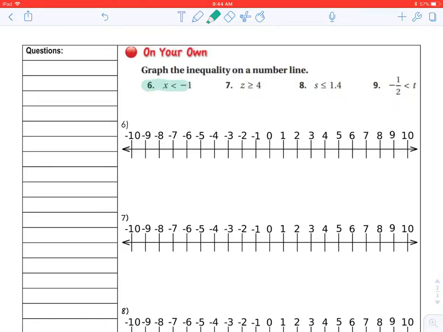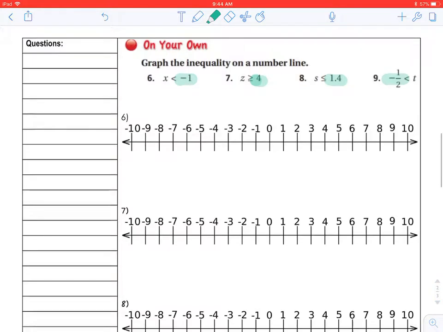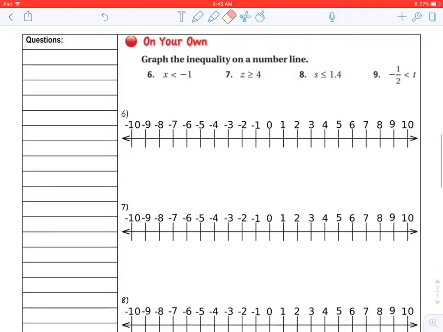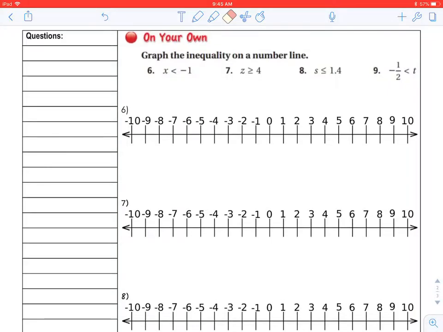Here I've got 4 on your own questions for you, and 6, 7, 8, 9 that I would like you to do on your own, and then have me check to make sure that you have correctly graphed these inequalities. Remember, all your answers should have either an open circle or a closed circle, and an arrow that moves either to the right or to the left. Just as a reminder, the numbers that you are going to be working with are the limiting numbers here, negative 1, 4, 1.4, and negative 1/2. So go ahead and try those on your own. Once you've completed the first 2, please have me check your answers so that I know you're on the right track. That way you're not wasting your time and having to go back several times.